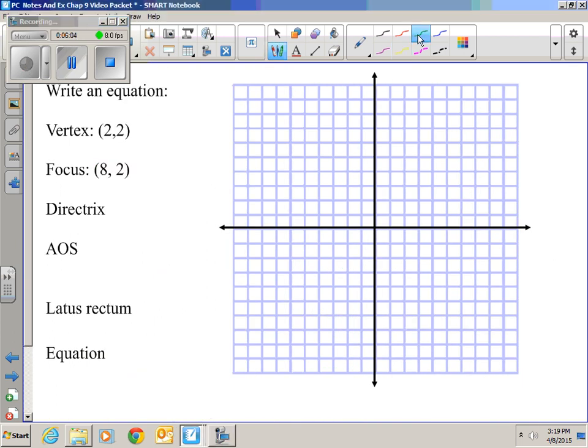Looks like we have a vertex at 2, 2. We have a focus at 8, 2: 2, 4, 6, 8. Therefore, P must equal 6. We can make a mental note of that right now. Our directrix must be 6 units the other way, so our directrix is going to be right here, a vertical line at x equals -4. So I can actually write that down right now. My axis of symmetry is x equals -4. I'm sorry, that wasn't my axis of symmetry. That's my directrix.